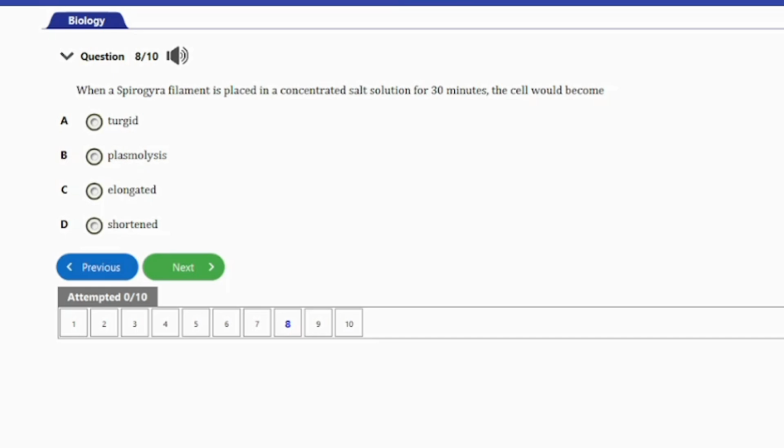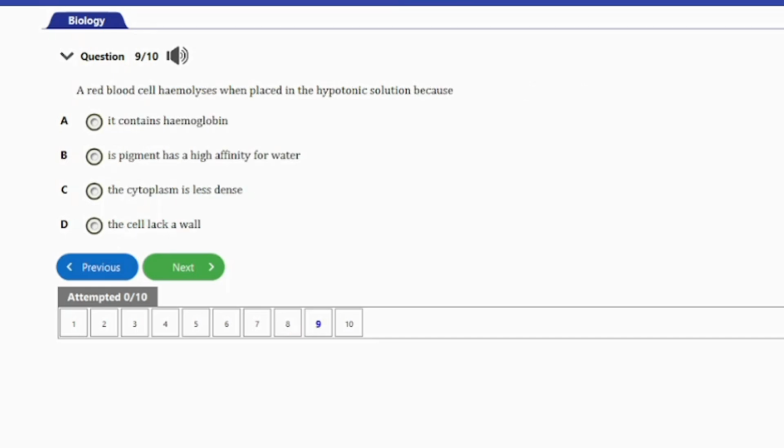So let's go ahead and consider the next question. That's question number 9 here. It says, a red blood cell hemolyzes when placed in a hypotonic solution because A. It contains hemoglobin, B. Its pigment has a high affinity for water, C. The cytoplasm is less dense, D. The cell lacks a wall.